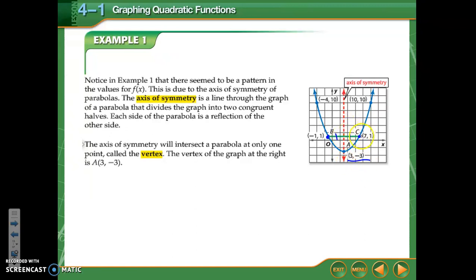So notice that point C, which is at 7 on the x, is 4 units away from the axis of symmetry. And point B, which is at -1 on the x, is also 4 units away on the other side from the axis of symmetry. That's going to be true for all of the points on my parabola. And again, my axis of symmetry always passes through the vertex. The vertex is the middle point of my parabola where my parabola turns around.